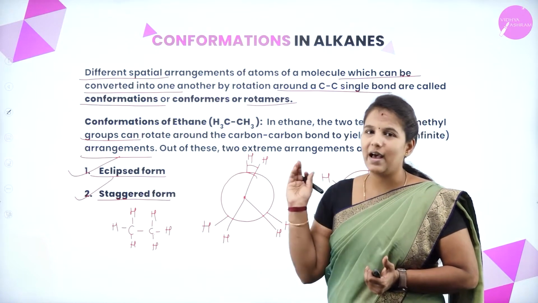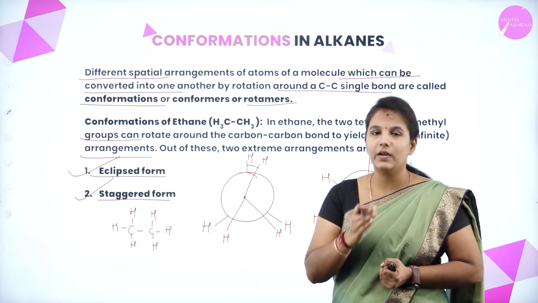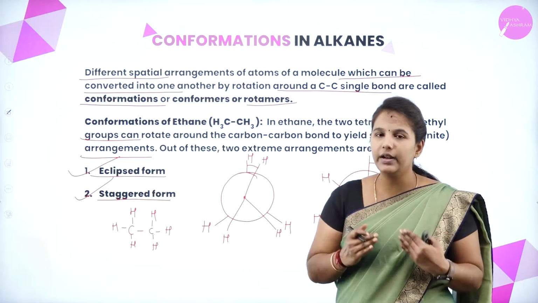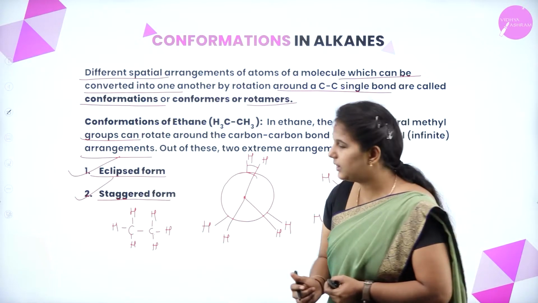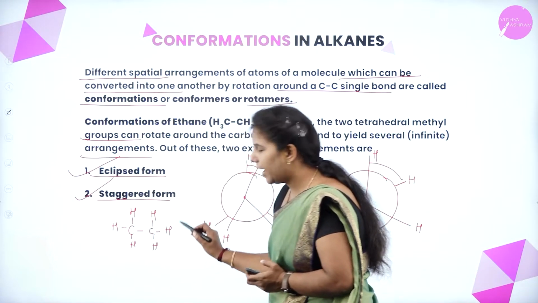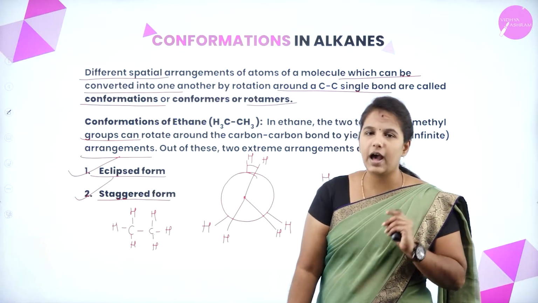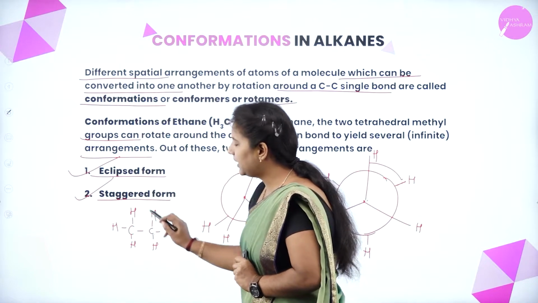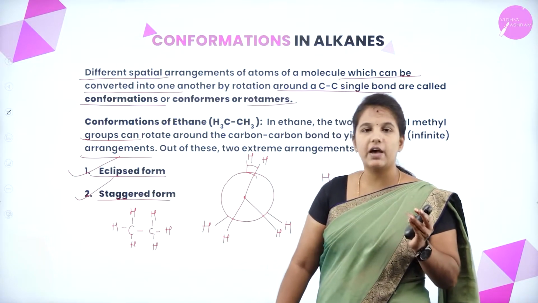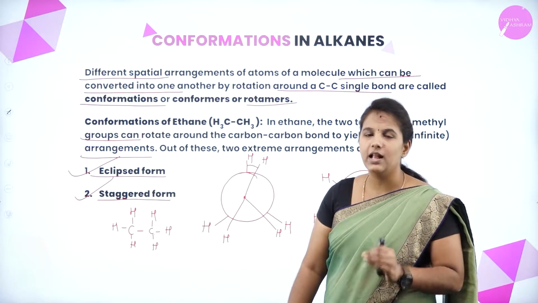For this, I have used the example of ethane. Remember, if I talk about the ethane conformation, we know that in ethane there are 6 hydrogen atoms and 2 carbon atoms, and each carbon atom is tetrahedral in nature, having 4 bonds. Is it right? Yes.